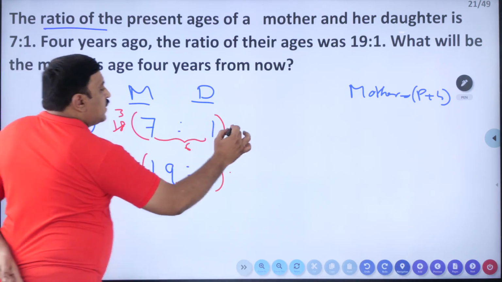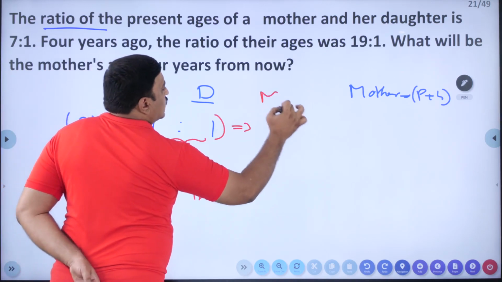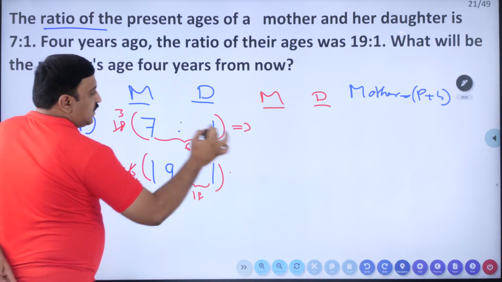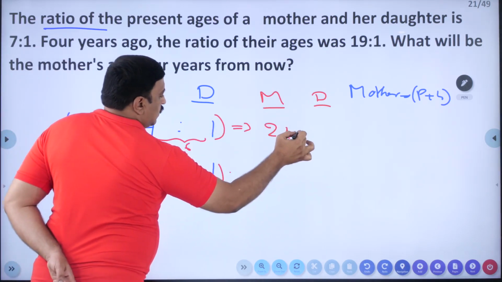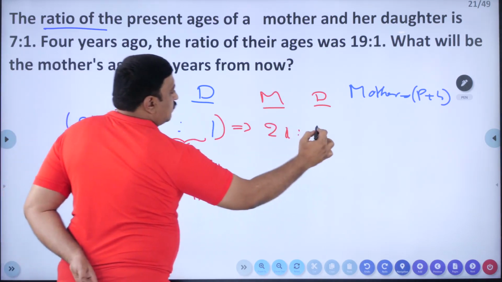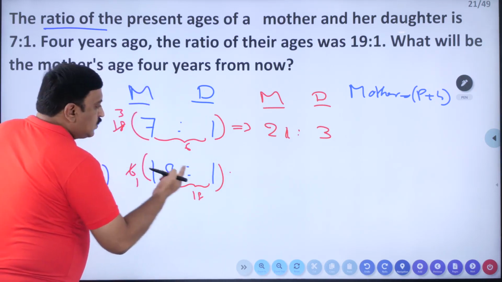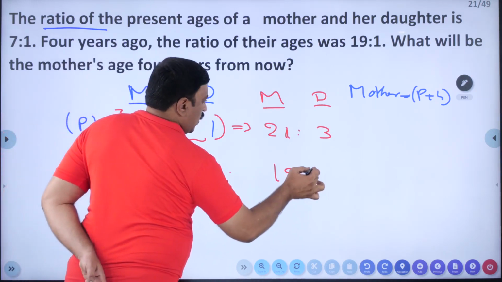Now, what is the new ratio of mother and daughter? The new ratios are 3 7s 21 and 3 1s 3. It is only 1, so directly the ratio 19:1.